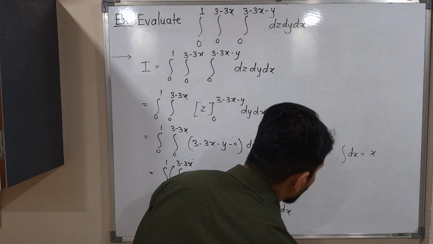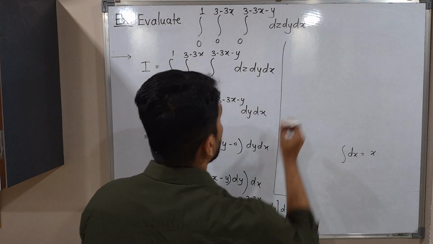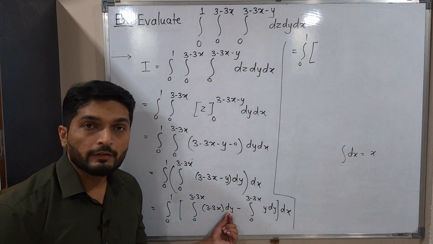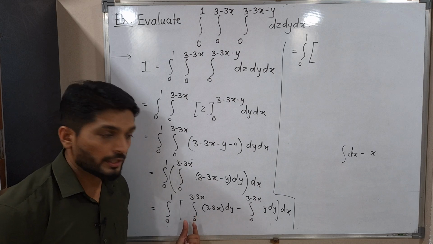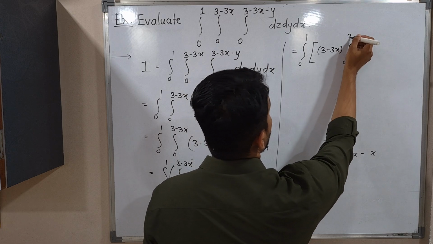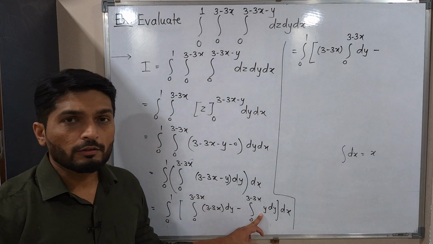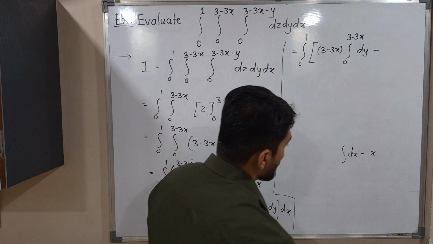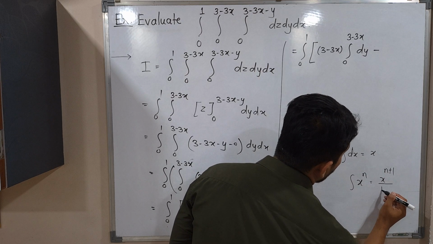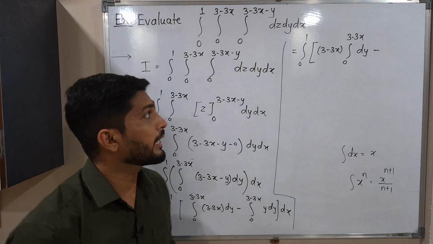So let us solve. Let us use this space. Integration 0 to 1. Integrating with respect to y, this is constant, it will come outside the integration. So 3 minus 3x, integration 0 to 3 minus 3x dy only, minus y. Will you tell me what is integration of y? This is our favorite formula, no? Integration of x raised to n is x raised to n plus 1 upon n plus 1. Whatever the power we have, we increase it by 1. The same formula is applicable here.